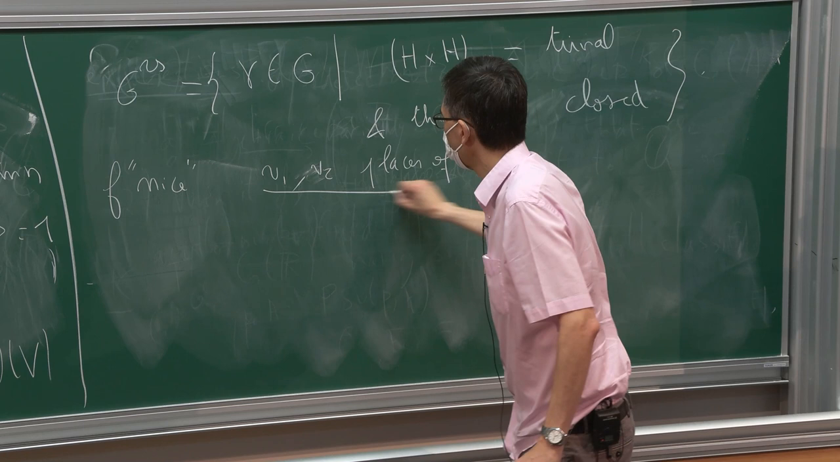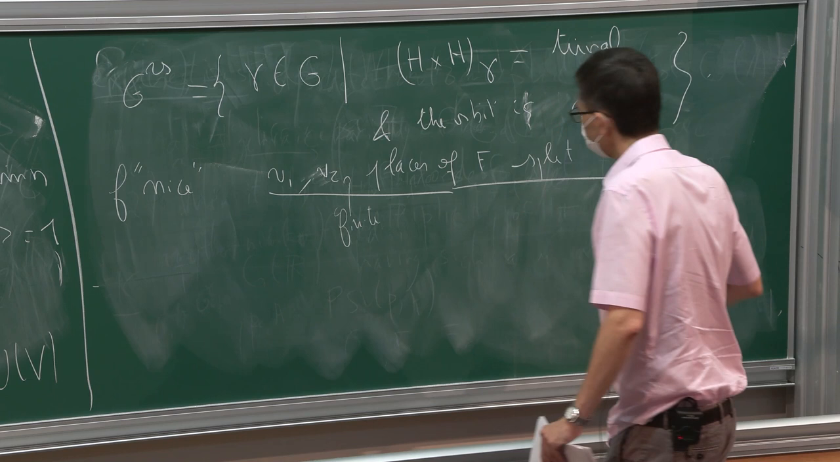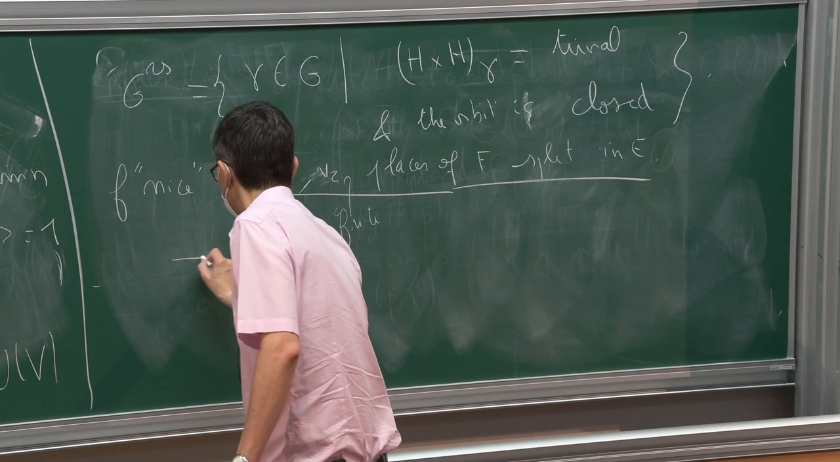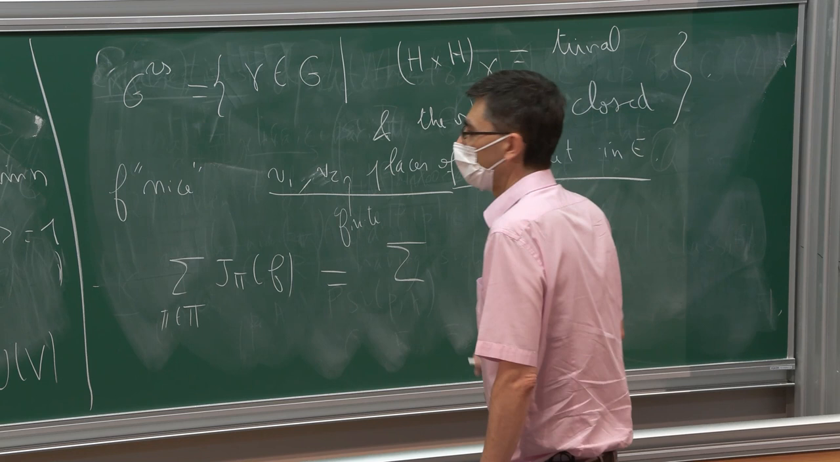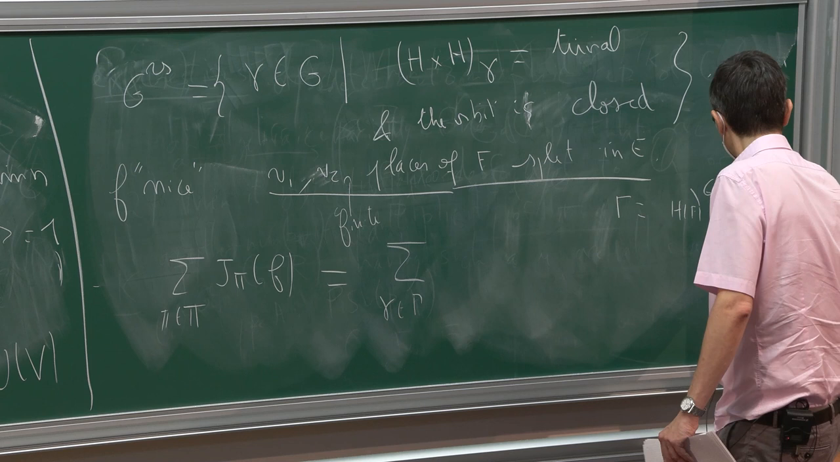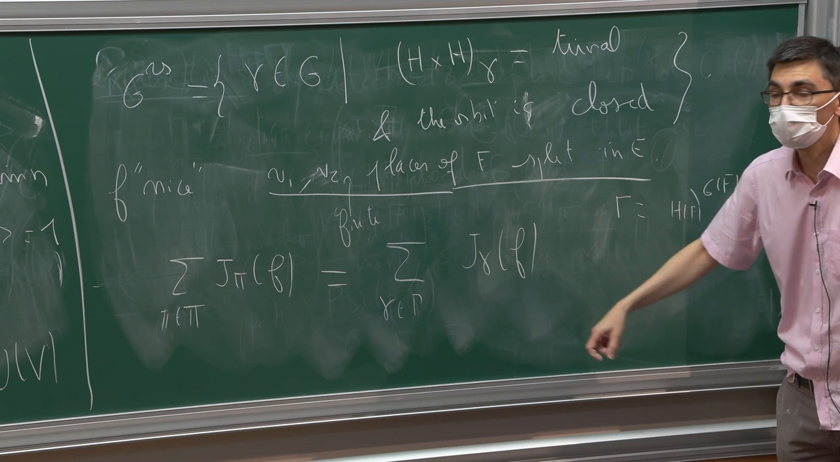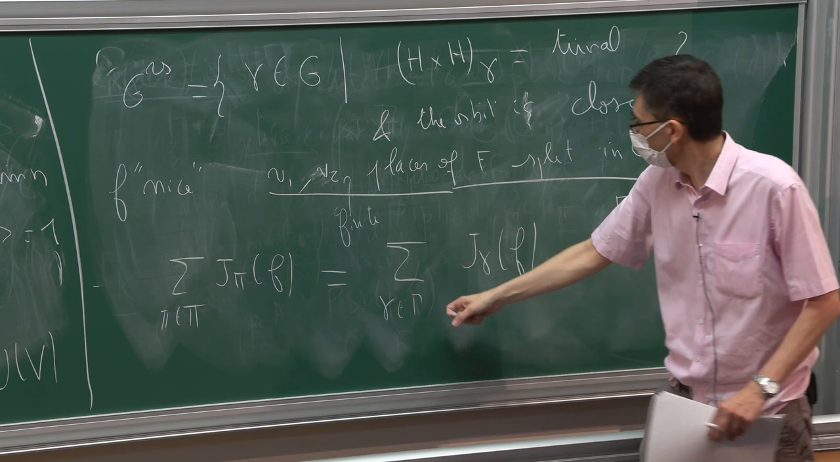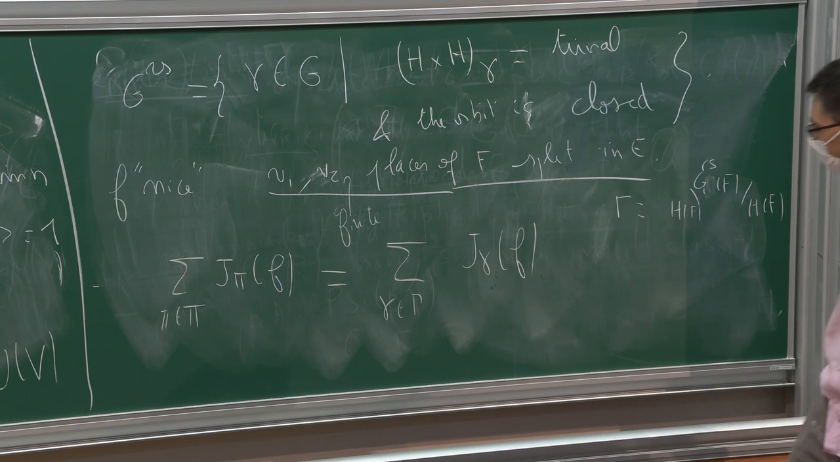So for V1 and V2 finite places of F split in E, I get the trace formula in the following way. Now gamma is a set of double cosets, but I have simply the corresponding orbital integral because the centralizer is trivial. So I suppose that f is nice, so only regular semisimple classes appear in the geometric expansion. And for such orbits, the centralizer is trivial, so my coefficient A_gamma is trivial here.